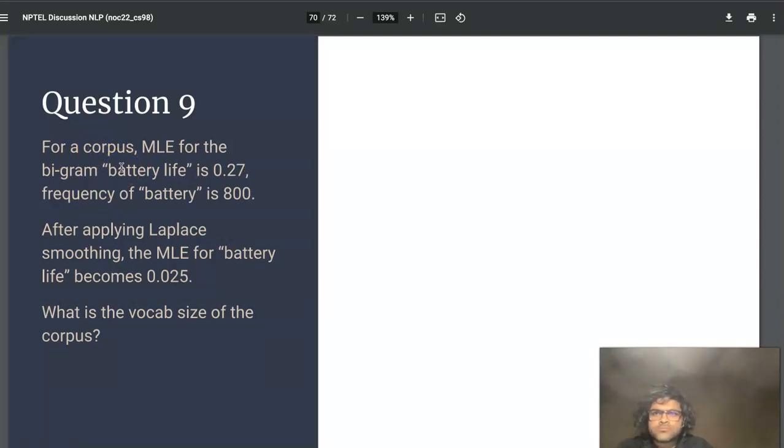Now, they are saying that after applying Laplace smoothing, the maximum likelihood estimate for "battery life" becomes 0.025. Now they are asking what is the vocab size of the corpus. So this is the question. I hope the question is clear. I request you all to try it once, then we will solve it together.